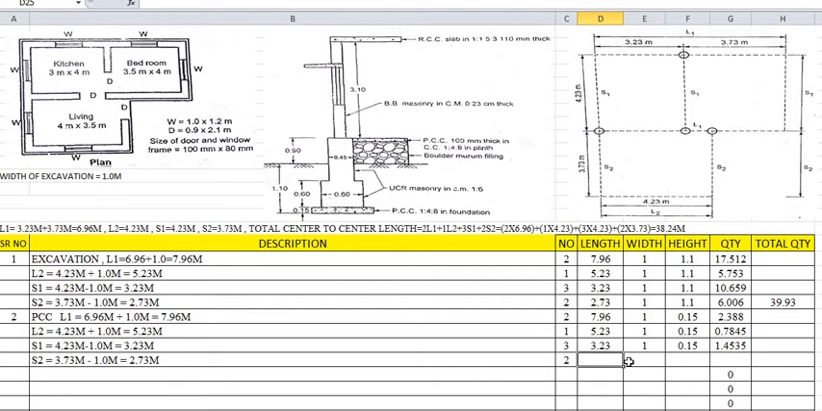And what is its length? 2.73. So 2.73 meters, and 1 meter is the same. And the height of PCC is nothing but 0.15. So in this way we have calculated the quantities. The quantities along PCC we have calculated: L1, L2, S1 and S2. These things are very important. Here there was a change in the heights, so we have considered the different heights and by different heights we have calculated the quantity.